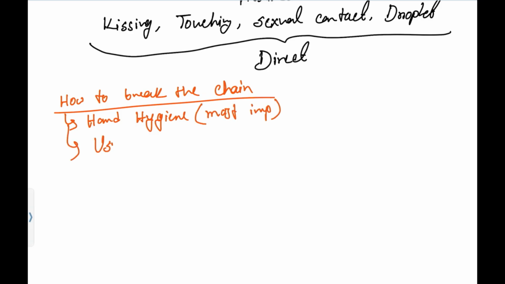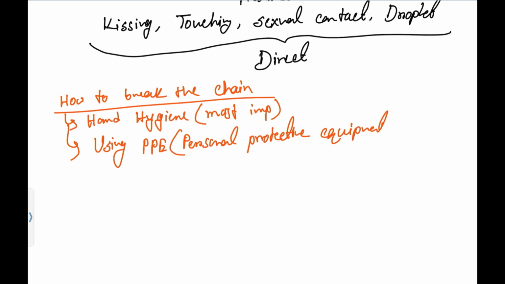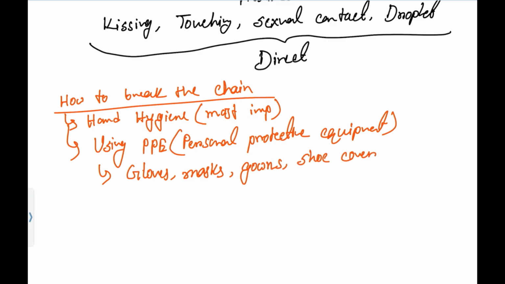Then next thing is using PPE. PPE means what? Personal protective equipment. Okay, personal protective equipment. Which all are coming under this personal protective equipment? Can be gloves, mask, gowns, shoe cover, head cap. Okay, all are coming under this PPE.